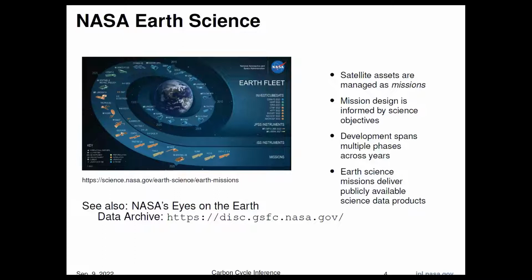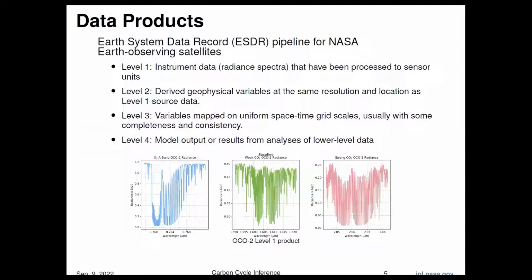And usually these missions are informed by science objectives, and they're really substantial projects. So their development takes multiple phases across many years. And then their ultimate objective is, as I said earlier, to deliver publicly available science data products. So what are these data products?